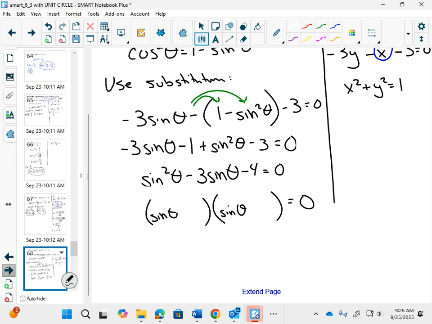Does outside and inside ever make 3? Not if it's 2 and 2. But if I pick 1 and 4, outside 4, inside 1, hey, if I subtracted, I would get a 3. I need a negative 3. Does that make sense that I would need a negative 4 and a plus 1? And so if this one's equal to 0, sine of theta would be minus 1. If this one's equal to 0, sine of theta would be 4.